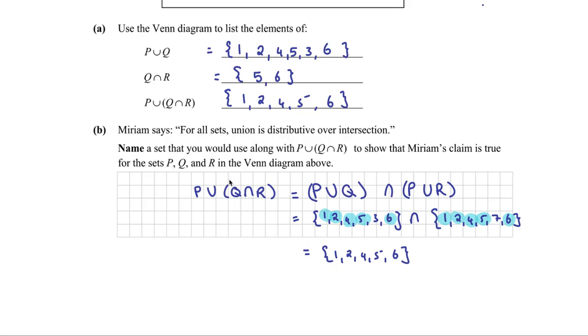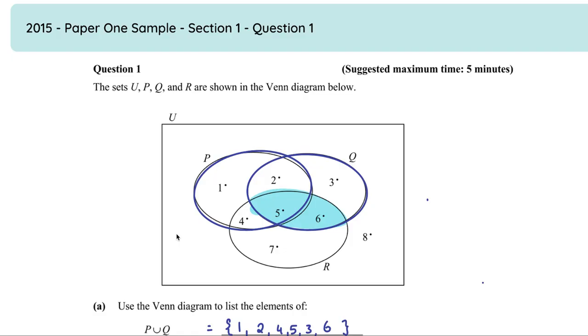What did we have when we did this? Have a look. We have it up here. They're equal to each other. Look, 1, 2, 4, 5, 6. And they do equal each other. So by using that, we can say that they distribute over each other. So you just have to write a concluding statement to say, since they are equal, Miriam's statement is true. The union is distributive over the intersection. So it distributes P union Q, P union R. So that's the 2015 sample question.